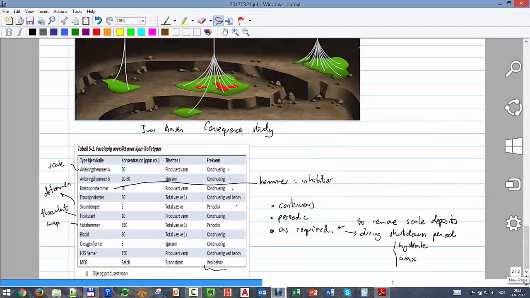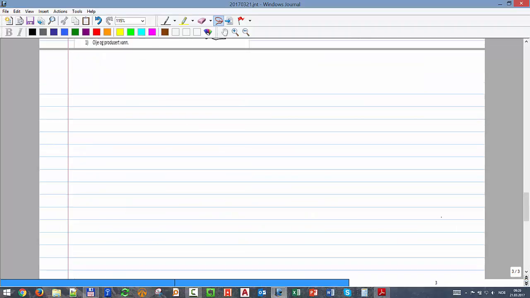Okay, and the last comment on this: remember, some of these chemicals are not injected all the time, they are injected every once in a while. For example, if you are going to allow scale to deposit, and then you're going to remove it every once in a while, or you can also inject it continuously. And another thing is most of these chemicals are not recovered, okay? What we call reclaimed.